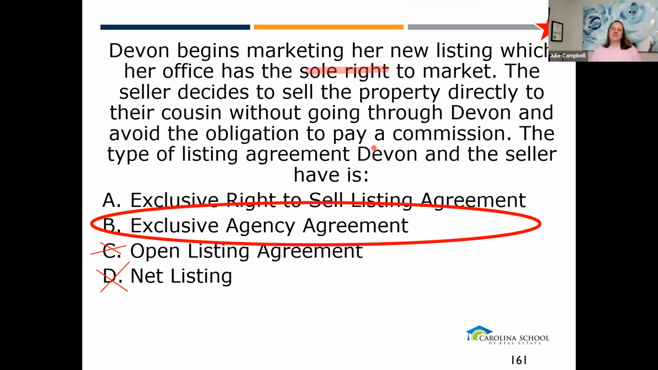Prayers answered, because the seller retains the right to sell it on their own, right? It's exclusive, it's sole, meaning we just have one. But if the seller can avoid paying, it's just an exclusive agency agreement. The exclusive right to sell is the one that says you get paid no matter what, no matter where it comes from. Questions on this one?